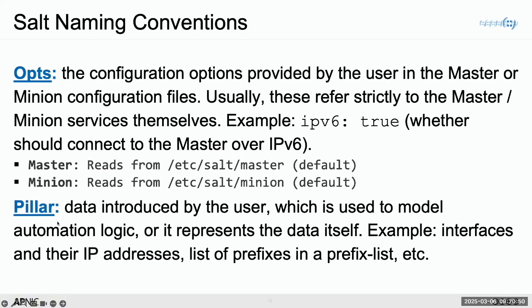Another naming convention used in Salt is pillar. The pillar is the data which is given by the user, and this is later used to model the automation logic, and is also used to represent data. The example could be the interfaces and their IP addresses, or the list of prefixes.